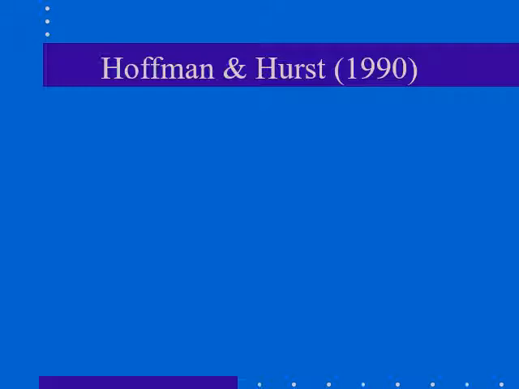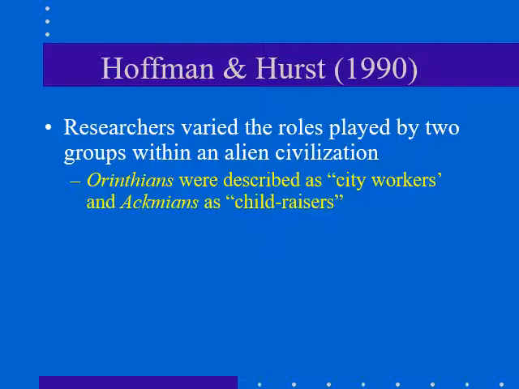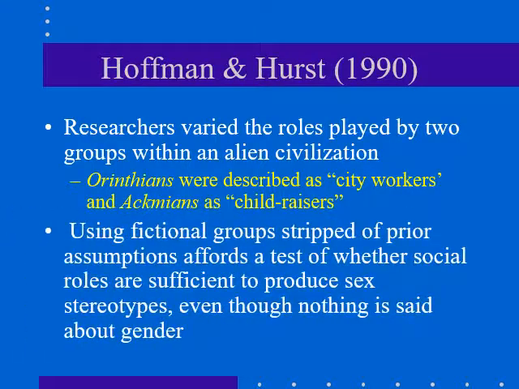So to test that, Hoffman and Hurst, back in 1990, did a study. What they did is they varied the roles played by two different groups within an alien civilization, different planet. Orinthians were described as city workers, and Acmeans were described as child raisers. So why did they use fictional groups? Because they could strip these groups of any prior assumptions in order to test whether social roles are sufficient.